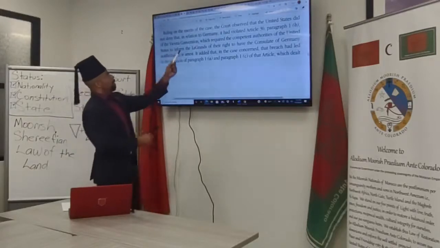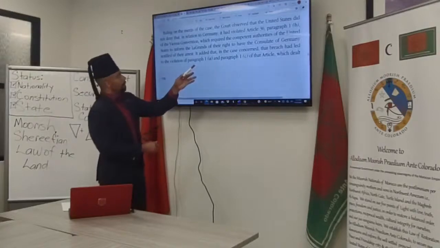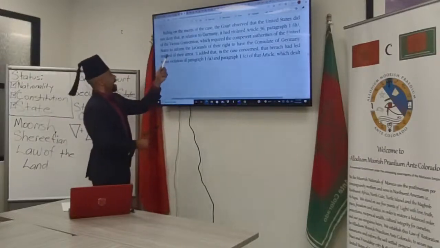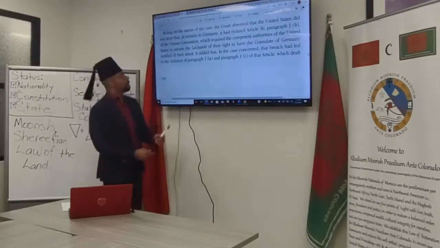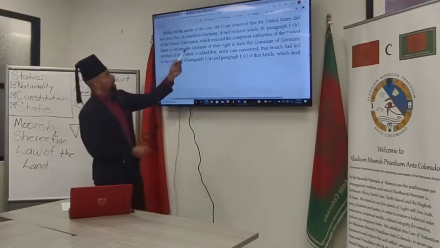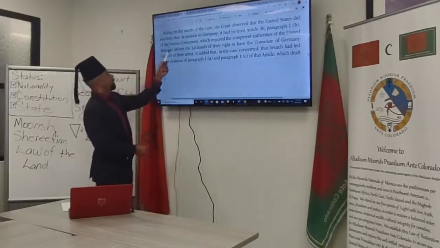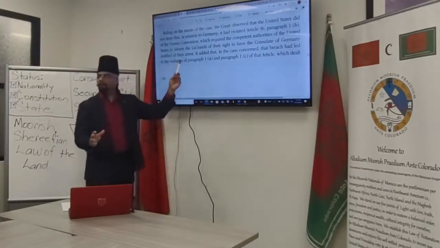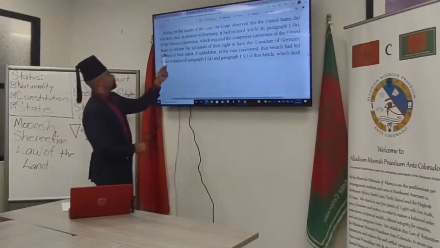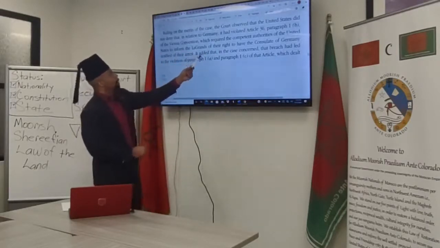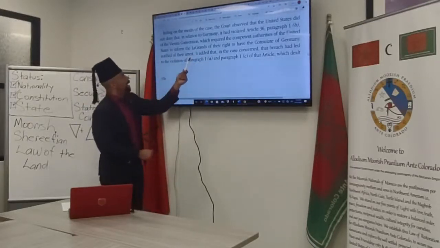Ruling on the merits of the case, the court observed that the United States did not deny that. Did not deny what? That they didn't follow international law. In relation to Germany, it had violated Article 36, Paragraph 1b, of the Vienna Convention. Now we read that, okay? Which required the competent authorities of the United States to inform the LaGrands of their right to have consulate of Germany notified of their arrest.